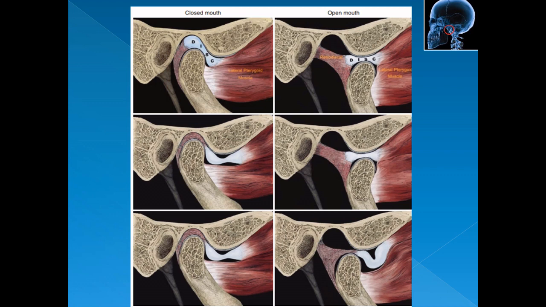So this is a condition in which the disc is displaced from its normal position and it's associated with limited mandibular opening. Here the dislocated disc acts as a mechanical obstruction to the opening and translation of the condyle, and these patients have a marked decrease in mandibular opening on the affected side, associated with pain. And this is the disc displacement without reduction, where the maximum opening may be limited to 20 to 25 mm.